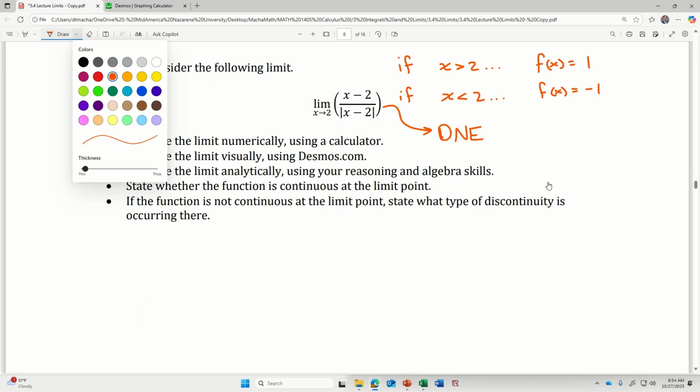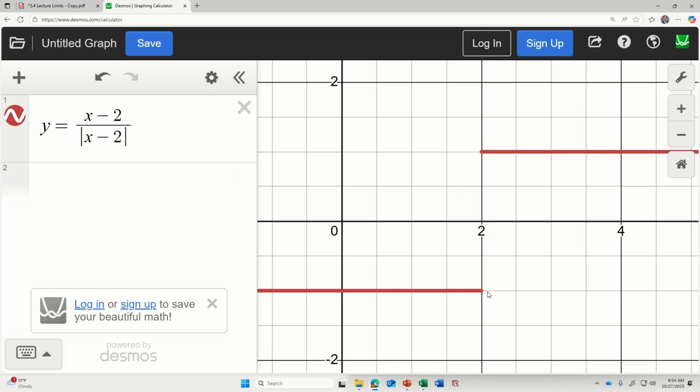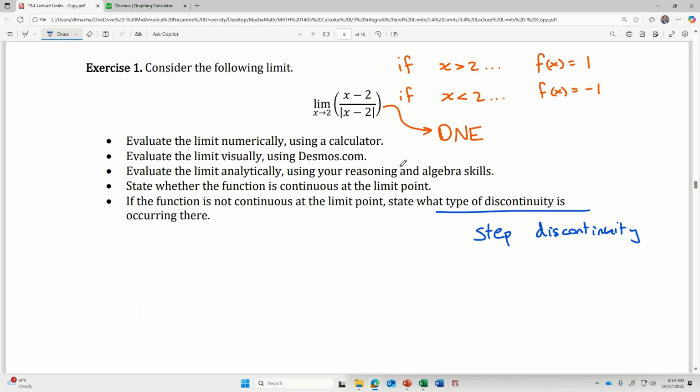This is a case where both the right-sided limit and left-sided limit are real numbers, but they're not the same real number. And so the type of discontinuity is called a step discontinuity. And you can kind of see from the picture that it looks like you're just taking a step here from one value to the next. That's why we call it a step discontinuity. And so obviously the answer is no, the function is not continuous at this point.